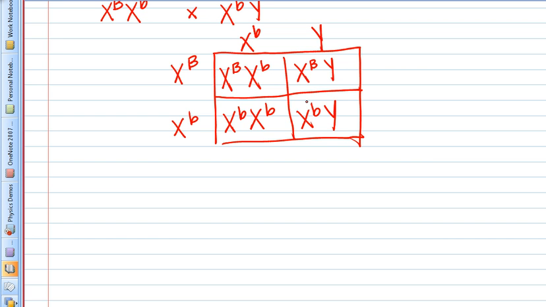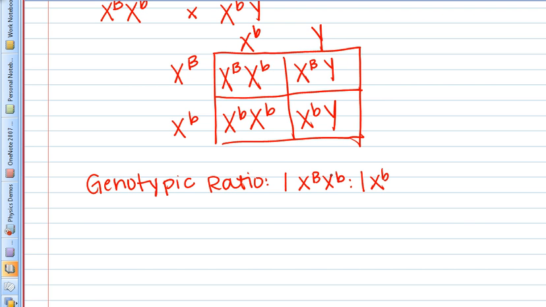We have to pay special attention to when there's XX versus XY because that's going to be female versus male. So when we look at our genotypic ratio, we are going to see that we have 1 X big B, X little b, to 1 X little b, X little b, to 1 X big B, Y, to 1 X little b, Y.